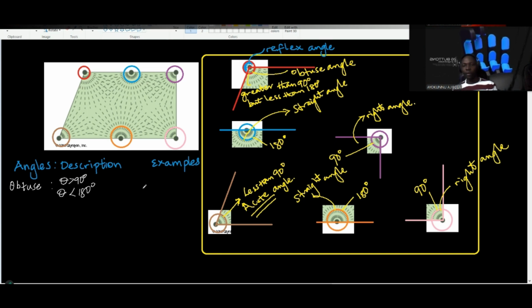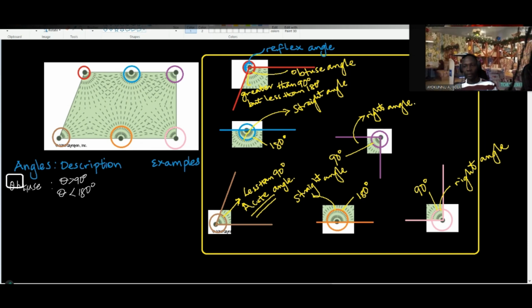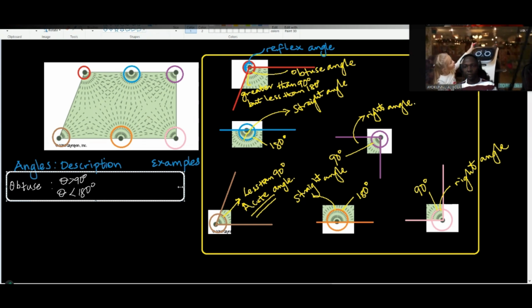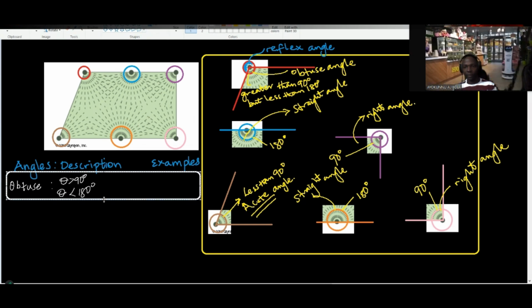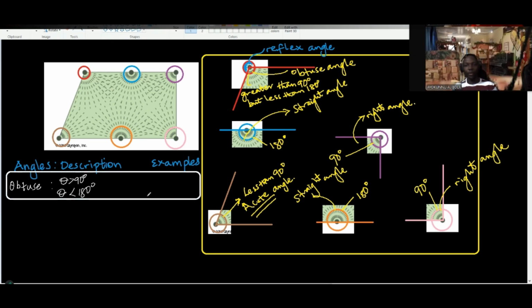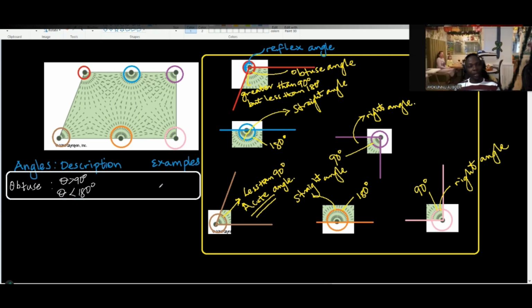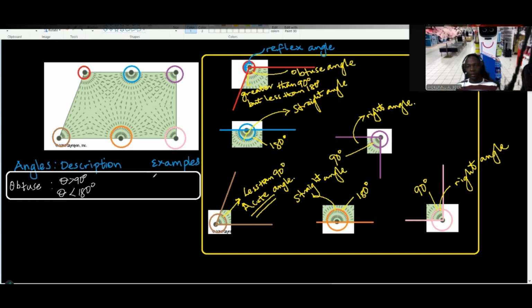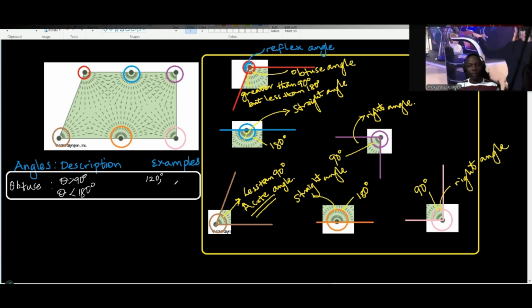Can you give me a number that is bigger than 90 and less than 180? Give me a number that is bigger than 90 and less than 180. I'm waiting. You gave me one the other time, you said 120. So give me another one, bigger than 90 but less than 180.